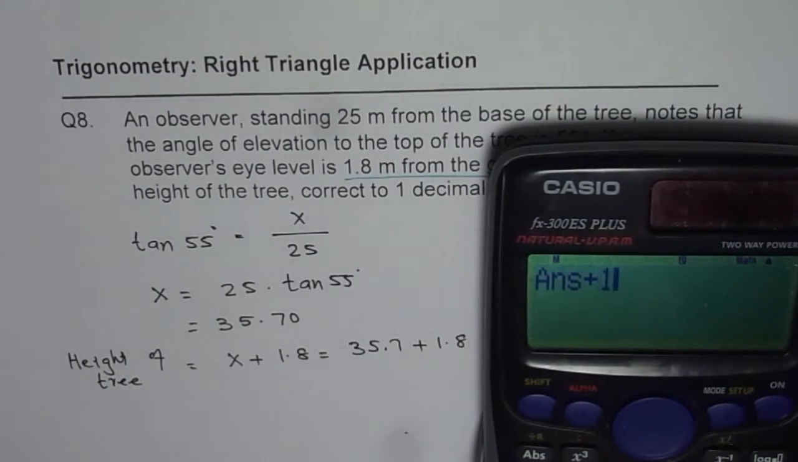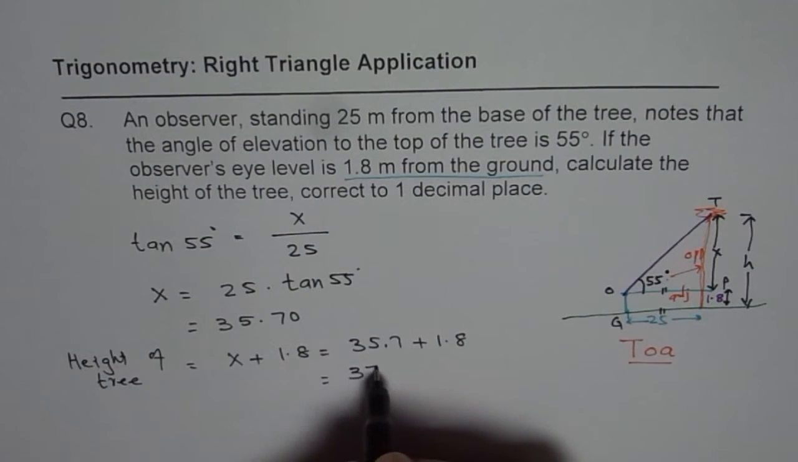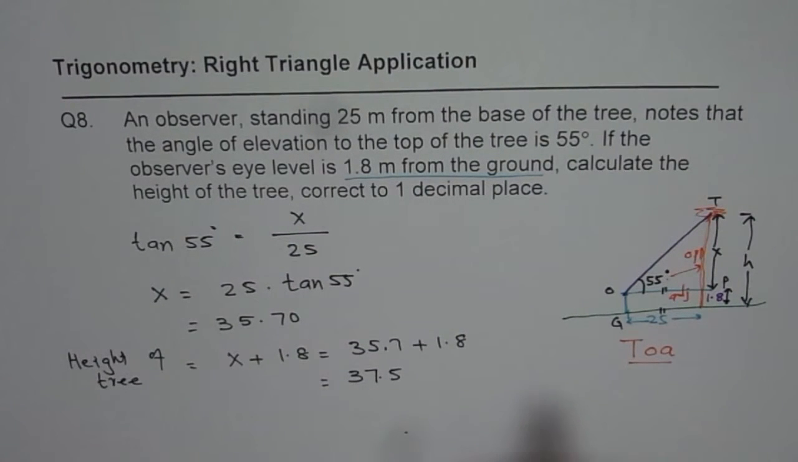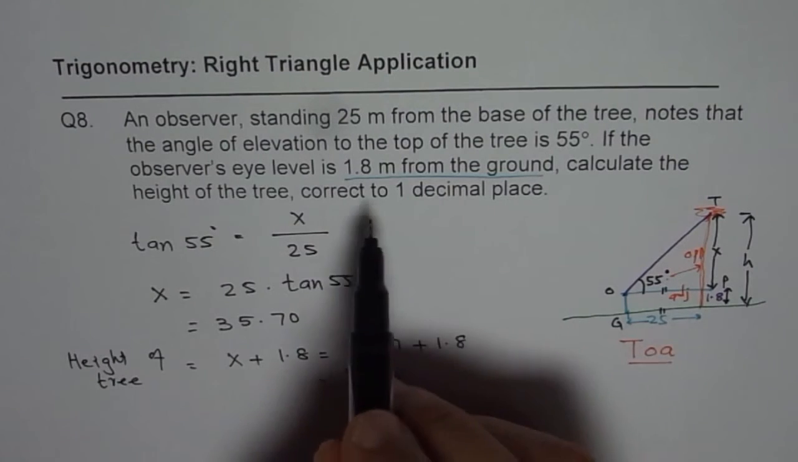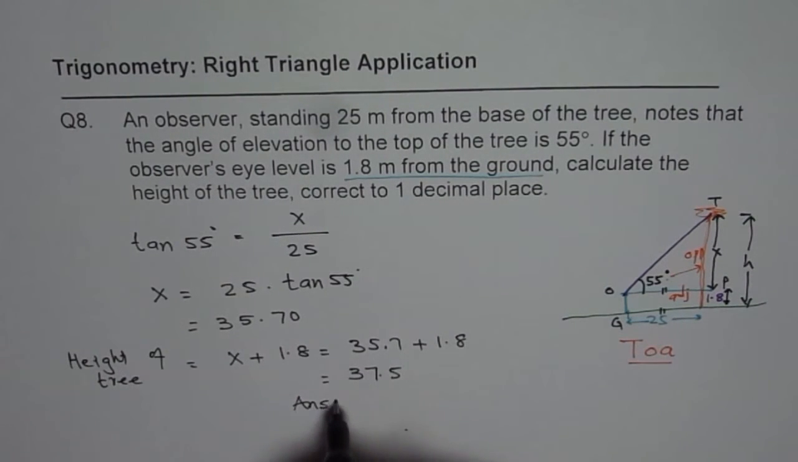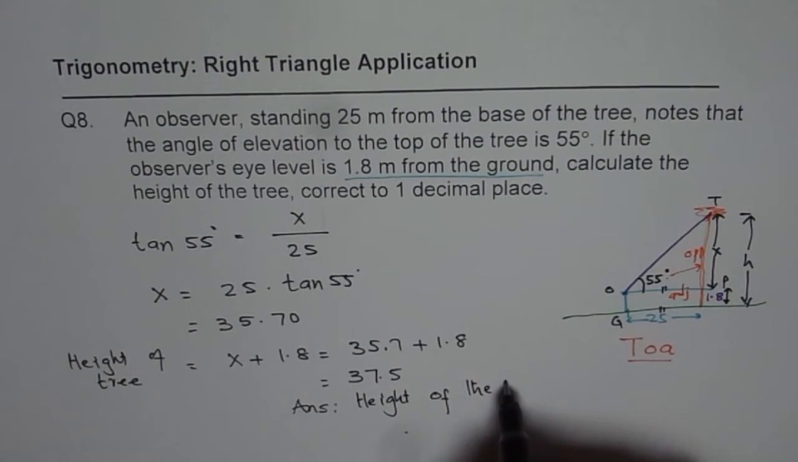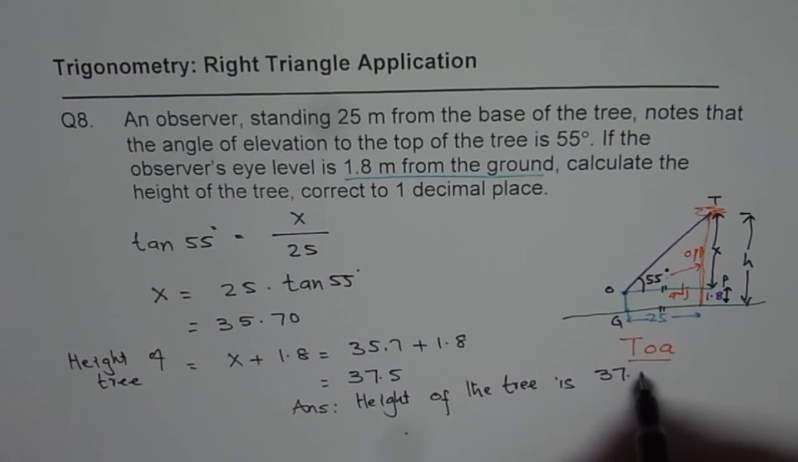Plus 1.8 equals to 37.5. So that is correct to one decimal place. So we have our answer, that is height of the tree is 37.5, and the units are meters, correct?